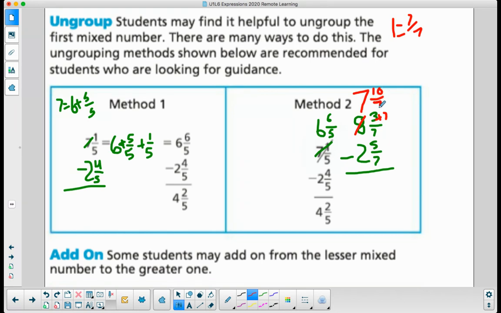A lot of times what I would do with students is I would give them a whole bunch of fractions like this and have them ungroup one, or mixed numbers like this and have them ungroup one. Ungrouping one gives you whatever your denominator is of those. So now I have 7 and 10 sevenths, subtract 2 and 5 sevenths. 10 sevenths subtract 5 sevenths are 5 sevenths. 7 subtract 2 is 5.